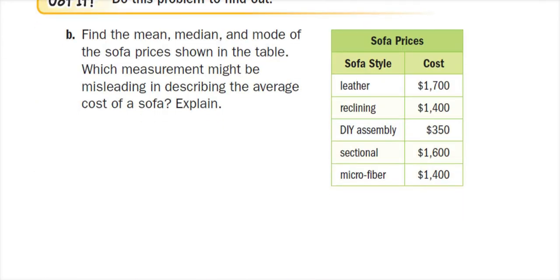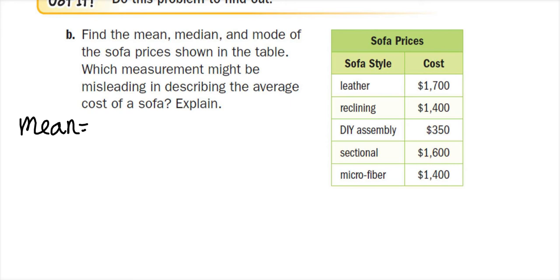All right, it says to actually find the mean, median, and mode of the sofa prices shown in the table, which measurement would be misleading in describing the average cost of a sofa. All right, so that's what I was just talking about. Okay, so let's take a look here. So we're supposed to find the mean, so let's do that. So let's add up all of our numbers.